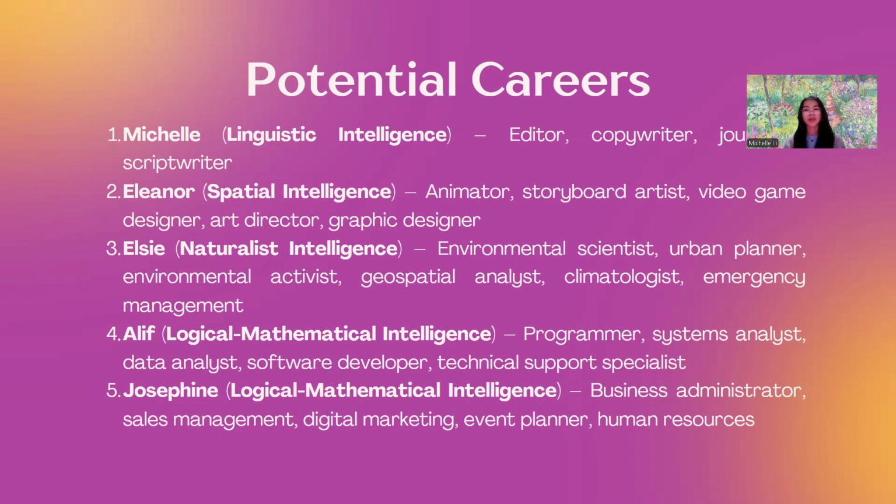Elsie would be an environmental scientist, an urban planner, environmental activist, geospatial analyst, climatologist, or working in emergency management. The reason why she has so many is because she has actually described to me the potential directions she would take with her geography degree. And she is especially passionate about urban planning. For one, because she is fascinated how the way our governments plan our cities can greatly affect our functionality and so many other infrastructures and amenities that we need to carry out our daily tasks.